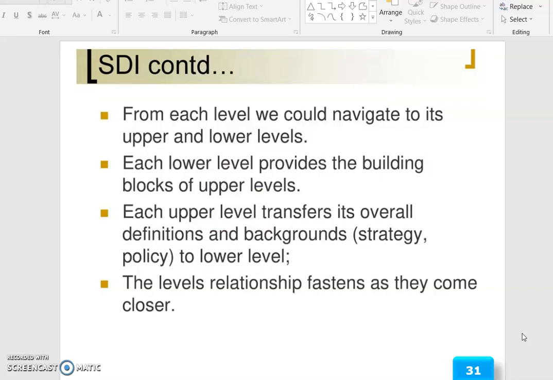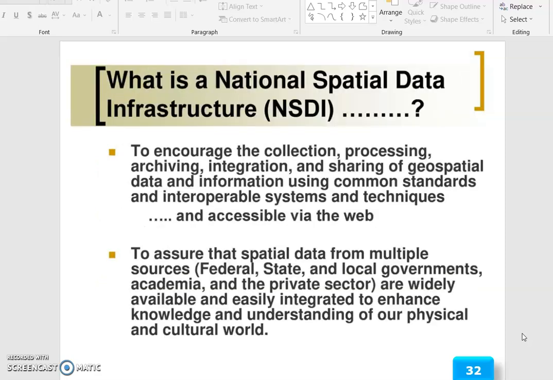So from each level we could navigate to its upper and lower level. Each lower level provides the building blocks of the upper level. Each upper level transfers its overall definition and background strategy and policy to the lower level. The level relationship tightens as they come closer. So what is the national spatial data infrastructure? That is what we are going to discuss in the next session.